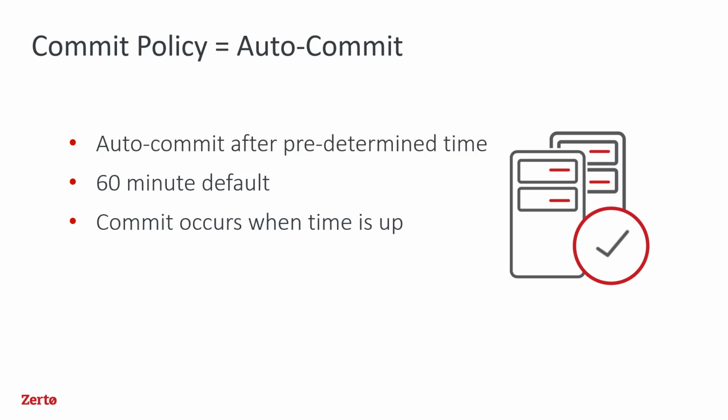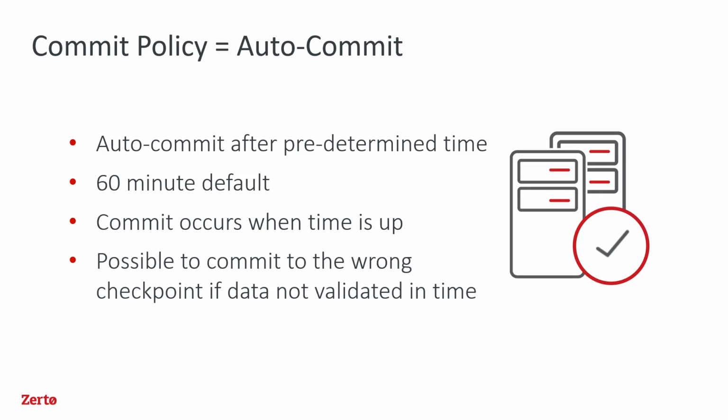If you missed the window, you'd be stuck with the bad copy of data after the 60 minutes is up. If you are failing over to a DR site after a disaster, this option is the easiest. Once you click Failover, everything else is automated to bring VMs online at the DR site. However, use caution if you're trying to recover from data corruption when you aren't sure of exactly what checkpoint to use. You'll want to ensure you have enough time to validate your data before Zerto auto-commits to your selected checkpoint.